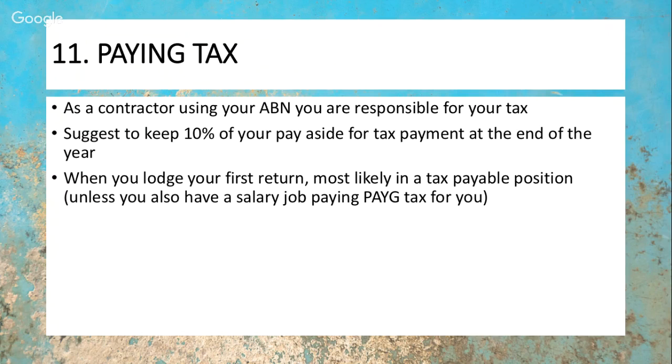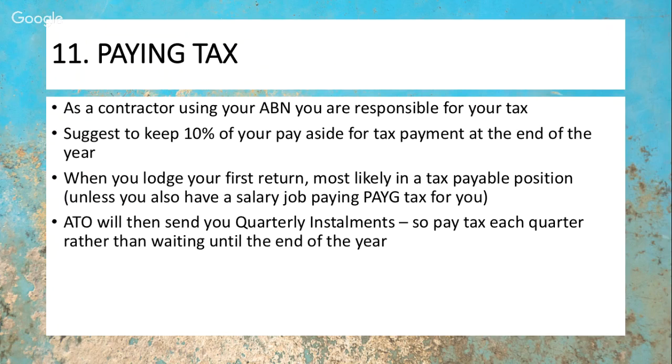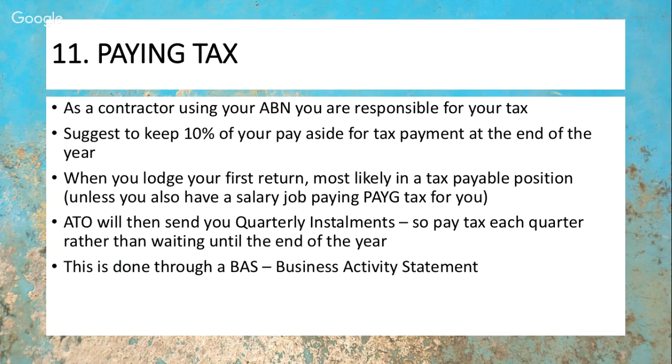But essentially, when you lodge your first tax return with your ABN, you'll most likely be in a tax payable position, unless you also have a salary job paying PAYG tax for you. Once you lodge your tax return, you then pay your tax for that year. The ATO will then send you quarterly installments, which are essentially an estimate of tax payable for the following tax year. So you're paying tax in advance each quarter, not waiting till the end of the year and paying that all in one hit.